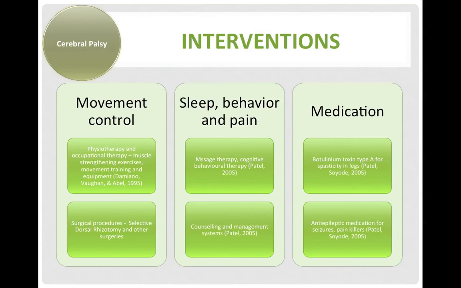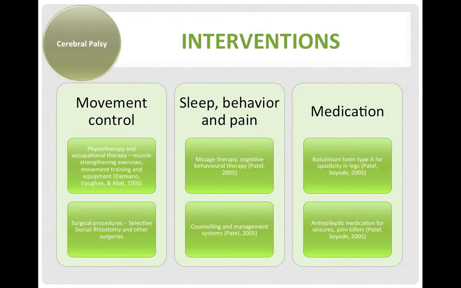Many children with cerebral palsy benefit from botulinum toxin type A injections into muscles affected by spasticity. This intervention is used from about 2 years of age and is most effective when used in conjunction with therapy. Additionally, other medications to help with seizures and pain are frequently used.